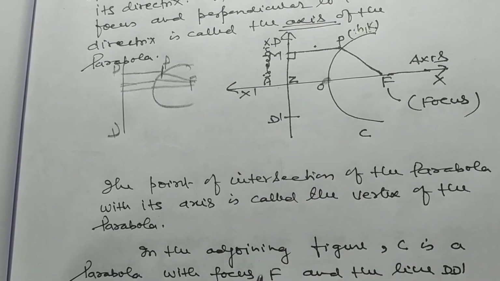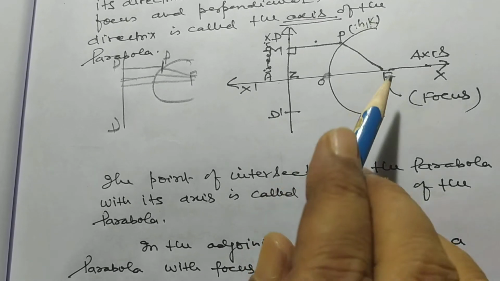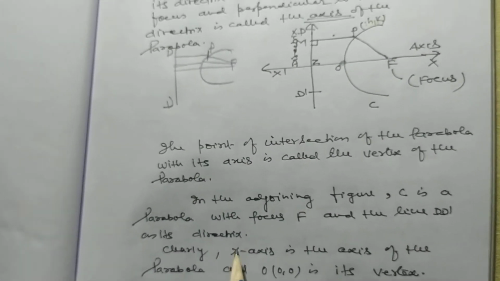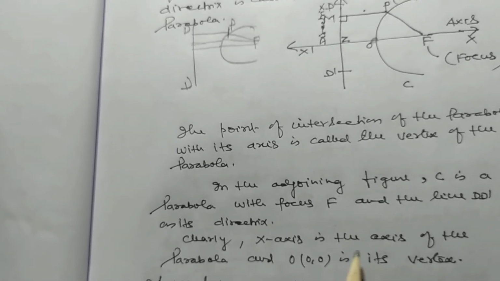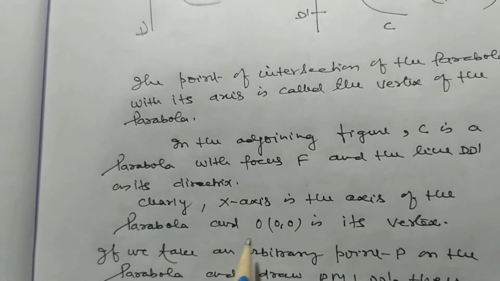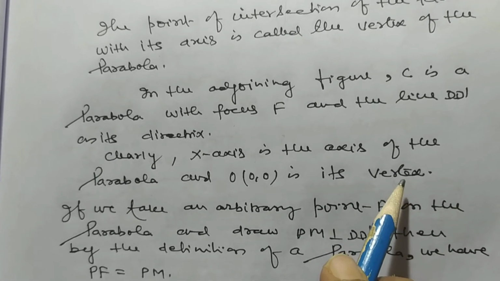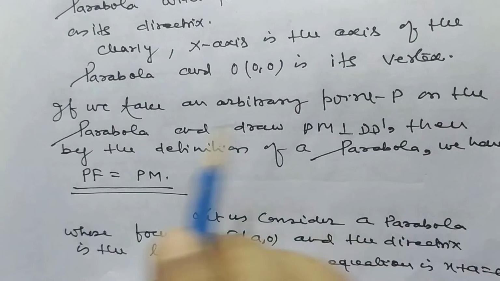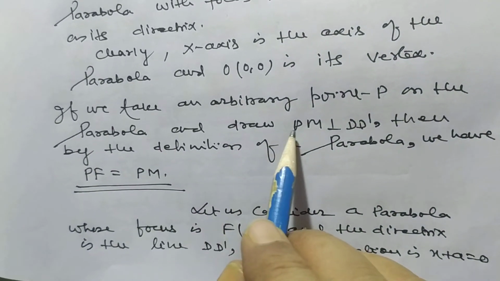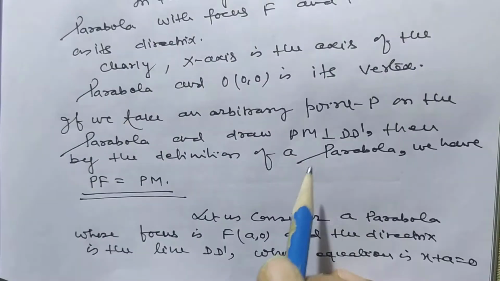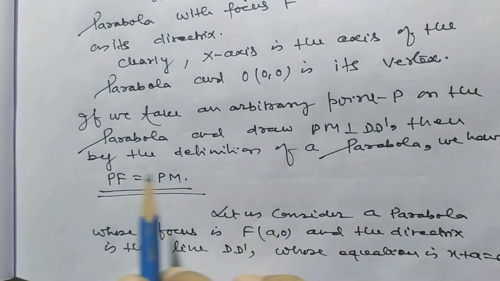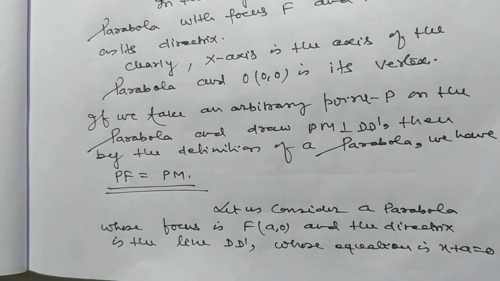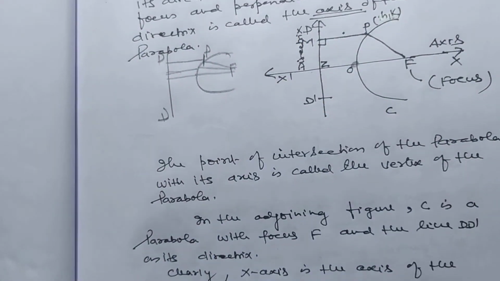In the adjoining figure, C is a parabola with focus F and the line DD dash as its directrix. Clearly, the x-axis is the axis of the parabola and O is its vertex. If we take an arbitrary point P on the parabola and draw PM perpendicular to DD dash, then by the definition of the parabola we have PF equal to PM.